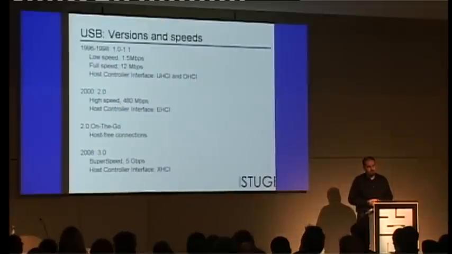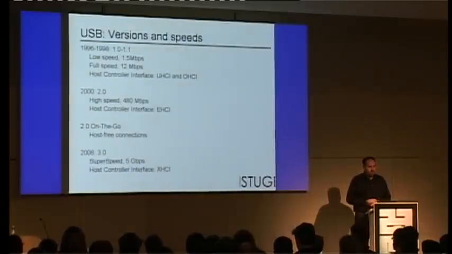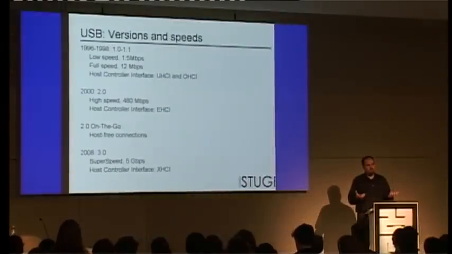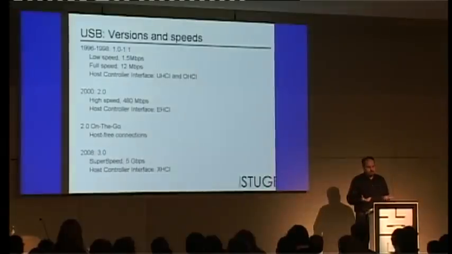After the base 2.0 spec, there was this On-The-Go supplement, which allows two devices to connect to each other. Take, for example, a digital camera and a printer. If you have these two, it's kind of neat to be able to print directly from the camera, right? And this is what On-The-Go would allow. It says host-free connections, but in practice, one of the devices will switch personality and become a host for this particular connection. But it's restricted, it's not a full host in any way. Anyway, I don't know really how widespread it is. I haven't used it a lot.